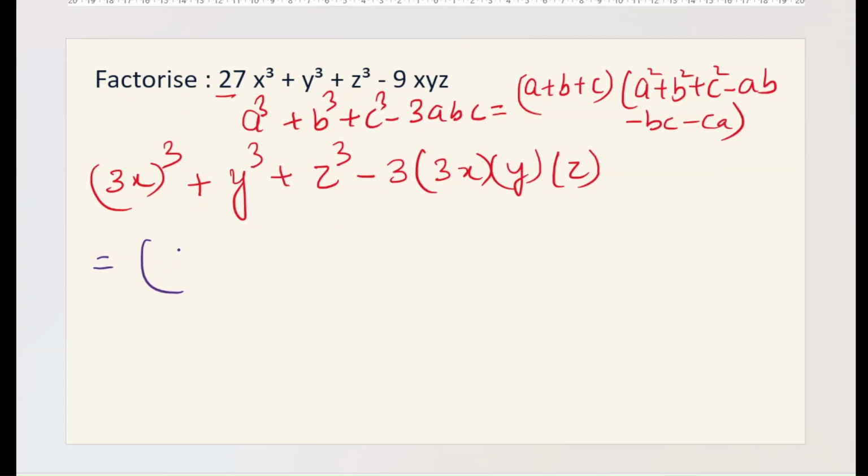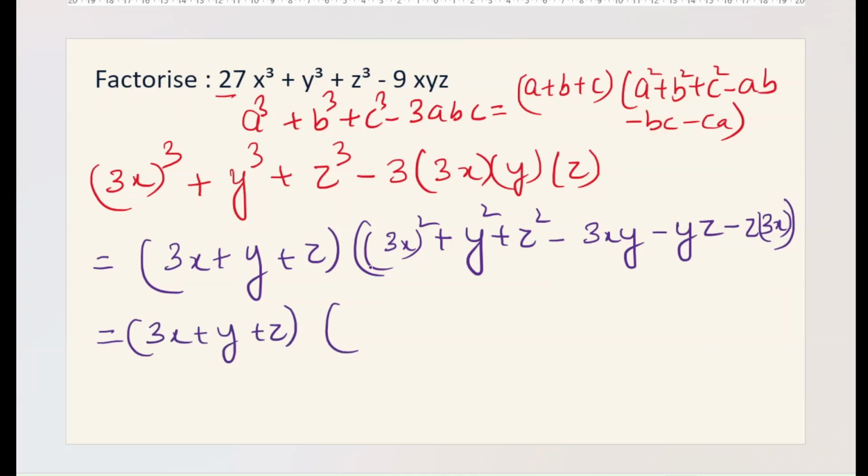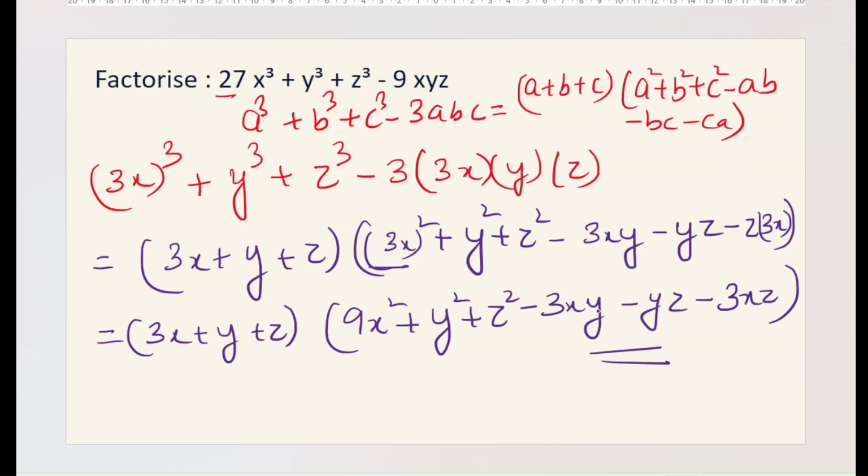So that is equals to, firstly, add three terms, 3x plus y plus z, into first term square. So 3x whole square plus second term square plus third term square, minus ab, so 3x multiplied by y, minus bc, so y into z, minus ca, so that means z into 3x. Right? So that is equals to 3x plus y plus z into 3x whole square means 9x squared plus y squared plus z squared minus 3xy minus yz minus 3xz. That is your answer.